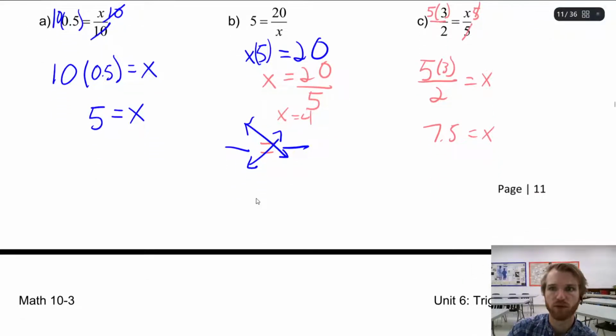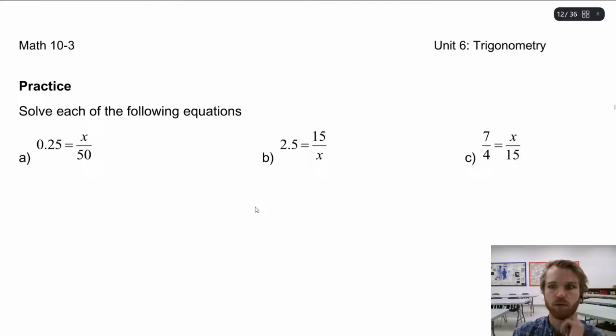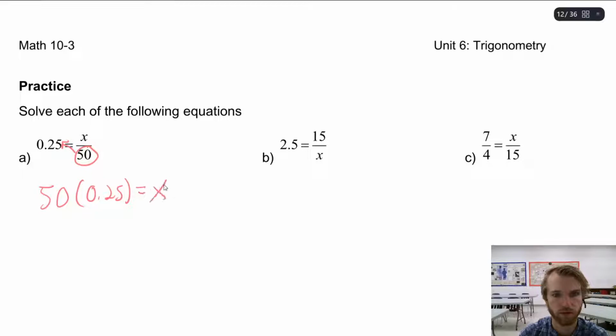So let me quickly show you this now. These become very quick. If we want x on the top, it already is. That's good. But we need it by itself, so we take this 50, move it diagonal up to the top there. This is 50 times 0.25 is equal to x. Put it in your calculator.